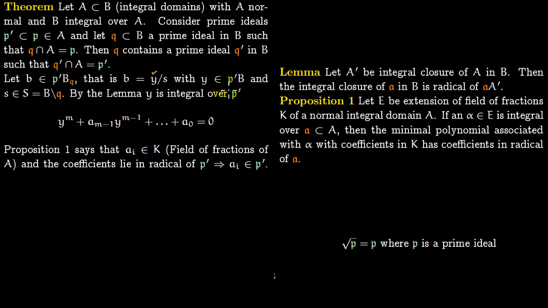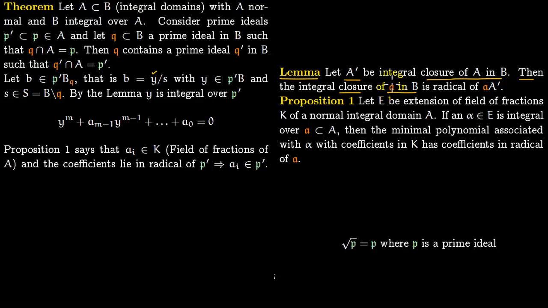Now let us consider this lemma here. Notice that y lies in P prime B. The lemma says: let A prime be the integral closure of A in B. For us A is normal, so A is equal to A prime. So then the integral closure of this ideal A in B.